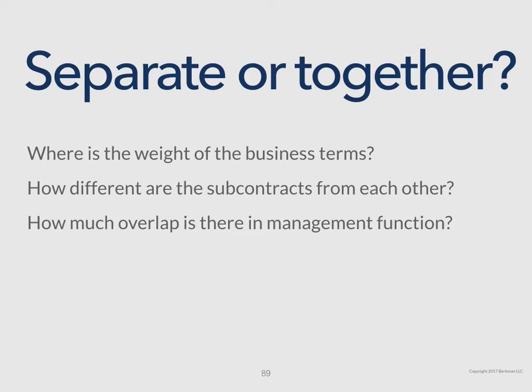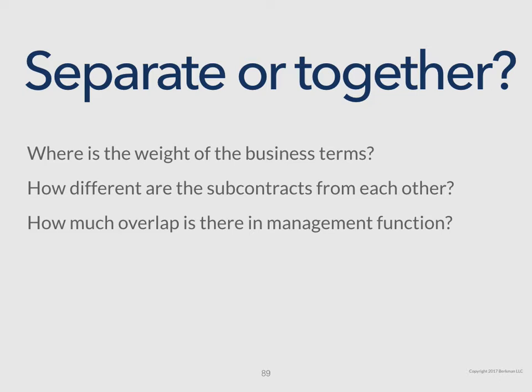How different are the subcontracts from each other? So if, for example, they cover the same type of work and just change the period of time, they're more like statements of work operationally, then you might want to put them together. But if they really are different, if one is for a license and one is for professional services and one is for data management, then you really might want those managed separately.